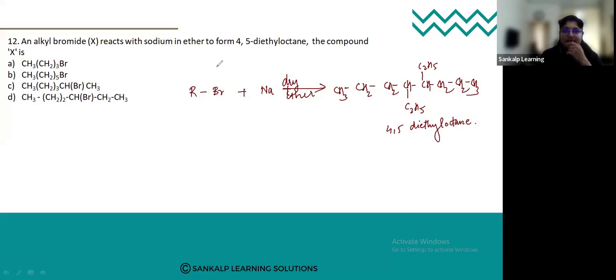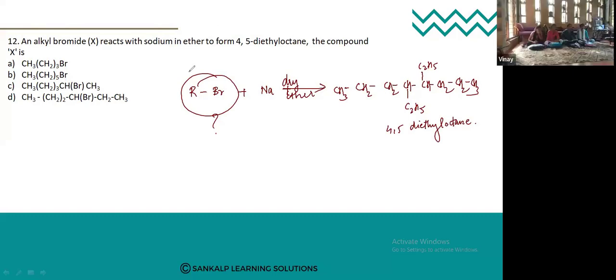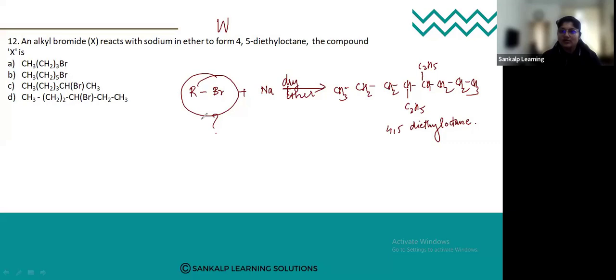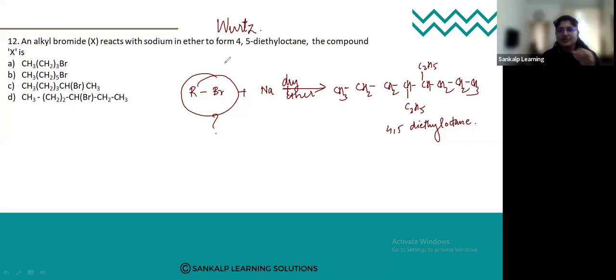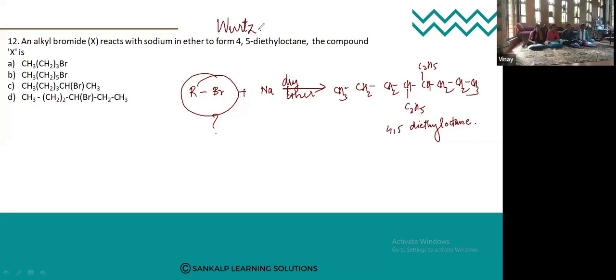Here an alkyl bromide is reacting with sodium to form 4,5-diethyl octane. So what is this compound X? What type of reaction is this? Can anybody tell me, when it reacts with sodium in the presence of dry ether, a very famous name reaction? Can you guess now? Yes, Wurtz reaction. Did you study about the Wurtz reaction? Yes, ma'am.